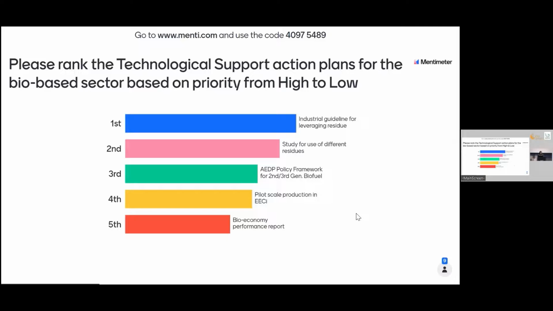The ADP policy framework definitely stands pretty high on the agenda. And then finally, the pilot scale production project in EECI and the bioeconomy performance report. I'm surprised that it has got the lowest priority, but it is definitely something that will become important as we move along, because it is very important to monitor and track where we are heading, and that is only possible through performance reporting.